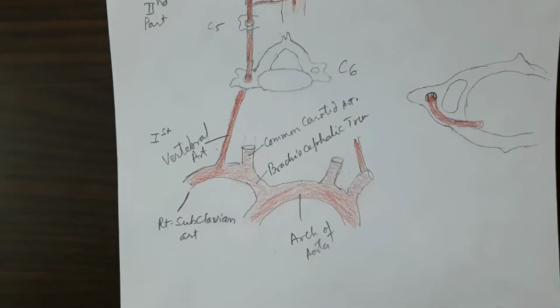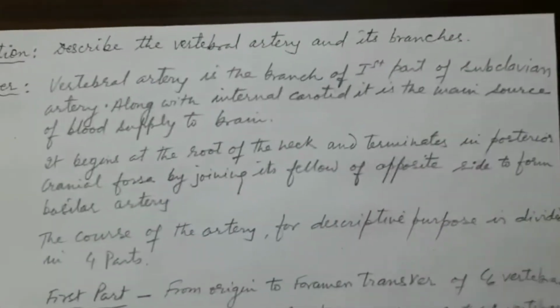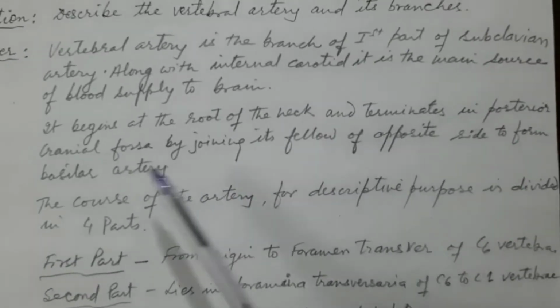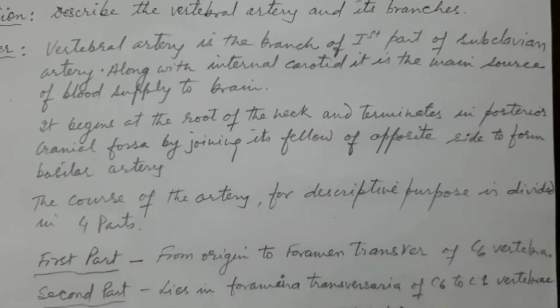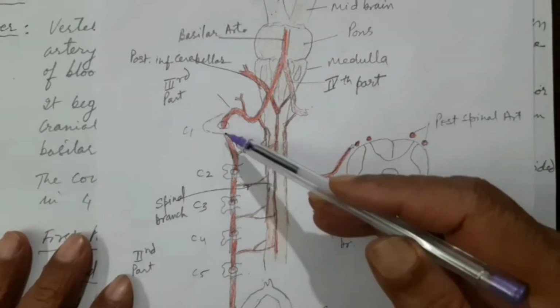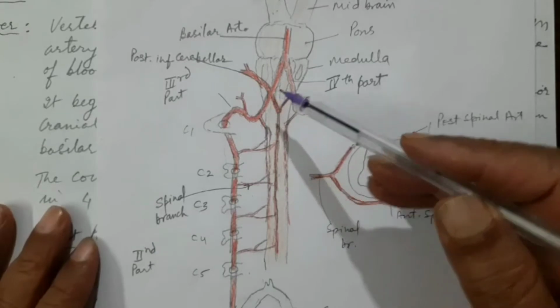artery. Right. Let us come again to the description of this vertebral artery. As I have shown you in that diagram, it begins at the root of the neck and terminates in the posterior cranial fossa by joining the vertebral artery of the opposite side to form the basilar artery. That I will explain. Now this vertebral artery passes through the neck, then it comes into the cranial fossa, that is the posterior cranial fossa.